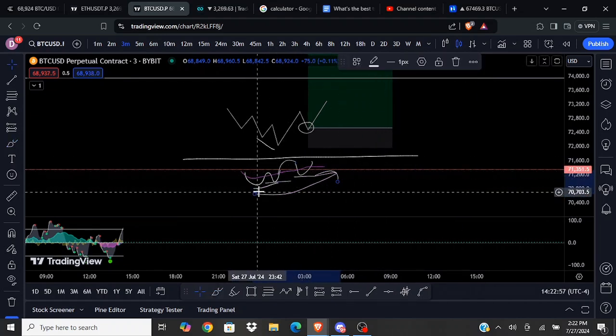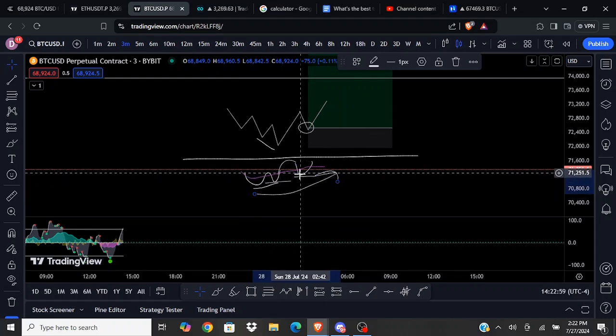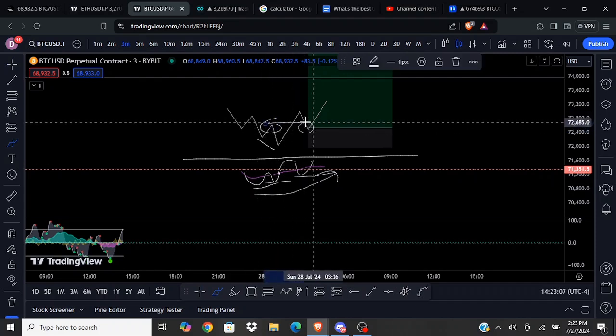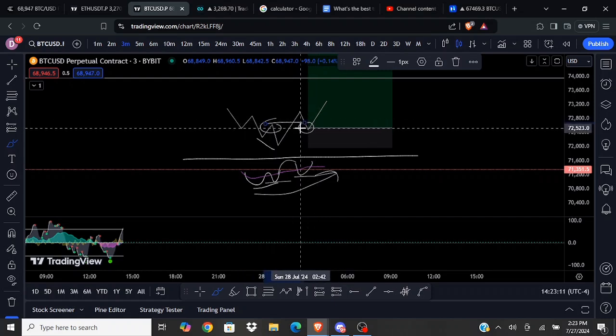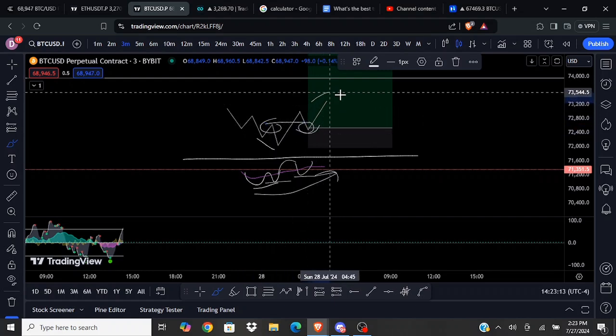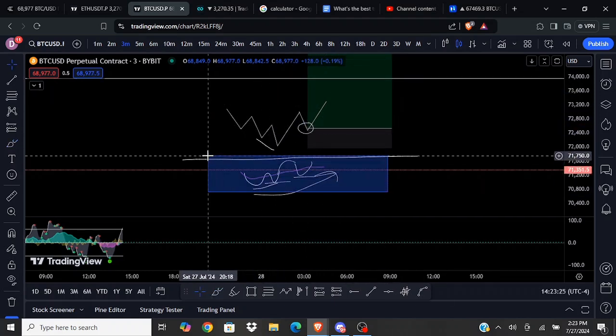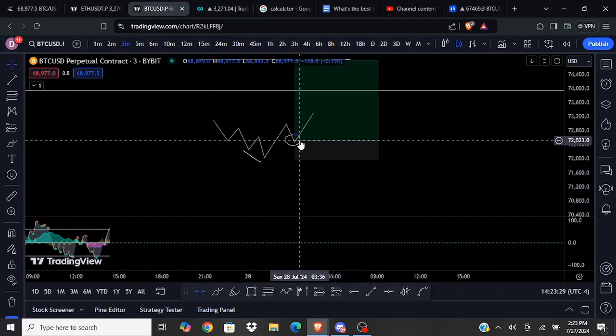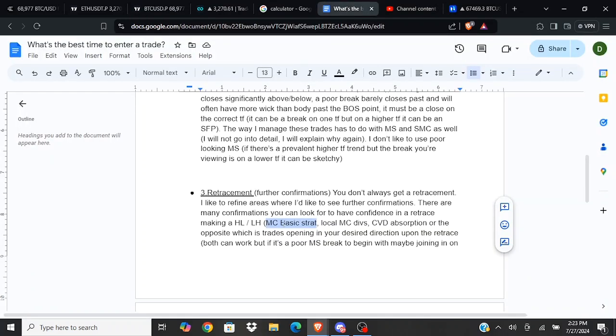I have noticed that a lot of times when you see a Market Cipher Basic Strat entry, there is a market structure break to go along with it, which I think adds more confluence because you are now looking for a reason to put in a higher low for another higher high. So, with that very rough drawing, that's the general idea of what I'm looking at with a Market Cipher Basic Strat confirming a higher low or a lower high.